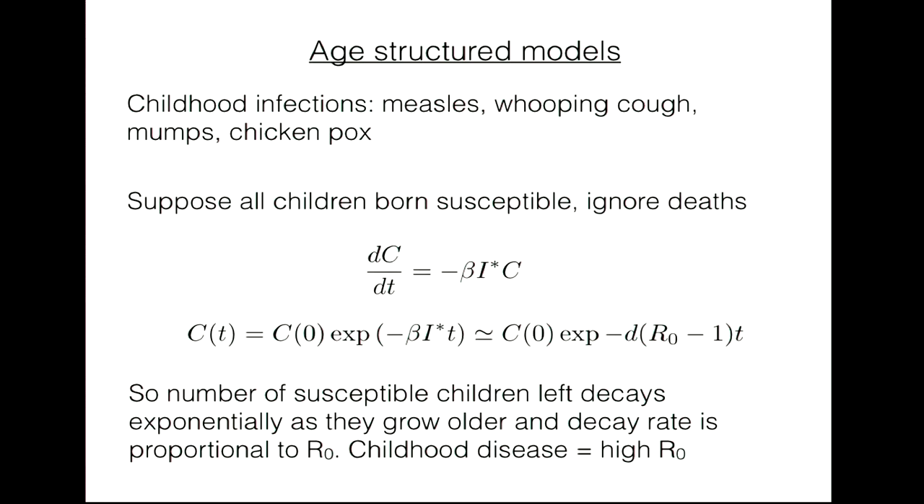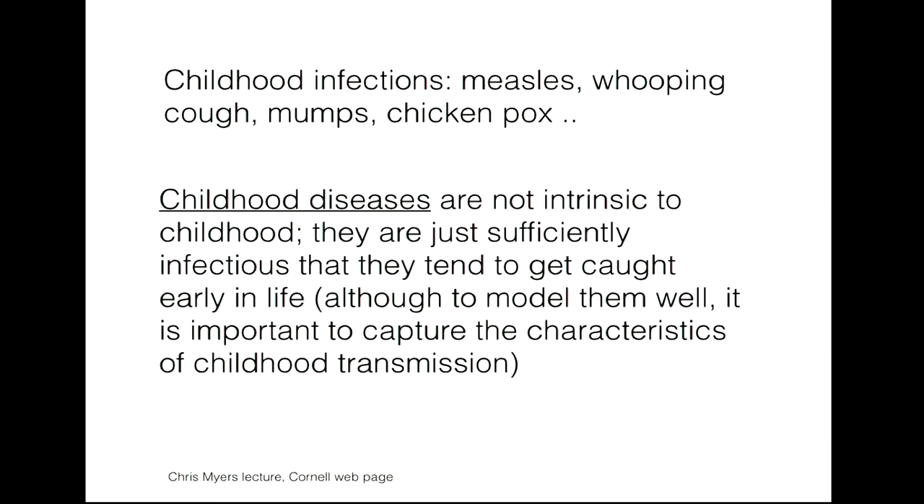So the number of susceptible children left decays exponentially as they grow older, and the decay rate is proportional to R0. So large R0 represents childhood diseases, for example, measles. So it's important to remember that these are not intrinsic to childhood. They're not things that specifically attack children. It's just that they're sufficiently infectious that they tend to get caught early in life. And once they get caught early in life, then they provide you immunity for later infections.